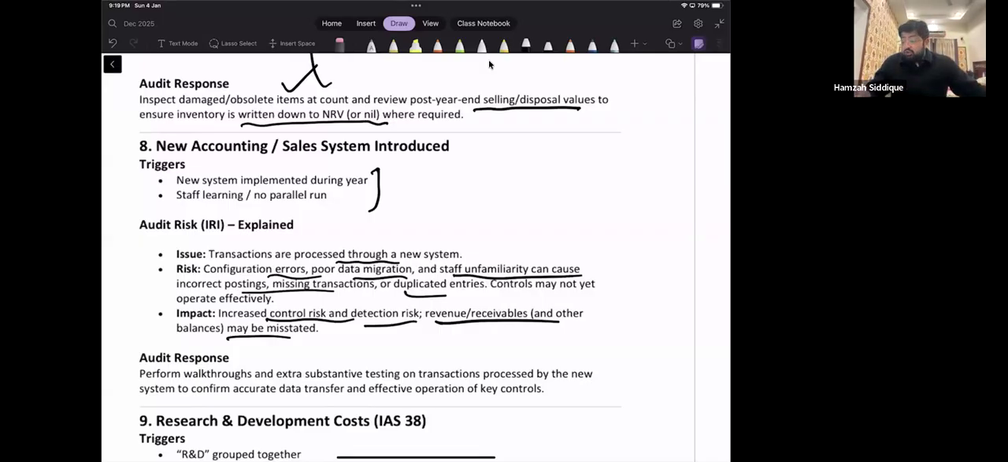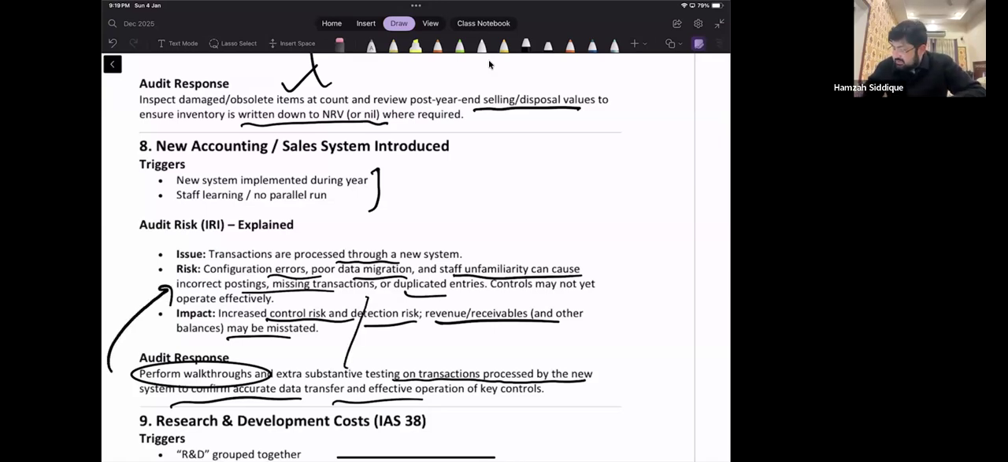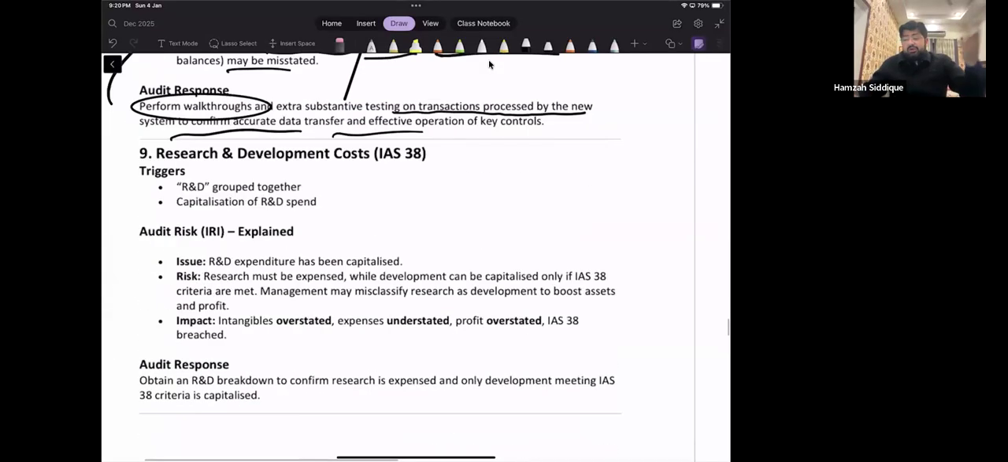Now, being auditor, you need to check the system. This is control testing. And extra substantive testing on transactions processed by the new system to confirm data transfer is accurate, and the system is effectively working or not. So addressing this, whether the new system is appropriate, and whether financial statements prepared through that system can be relied upon or not. So you will be testing the system, you will be testing the transactions, verifying accuracy.